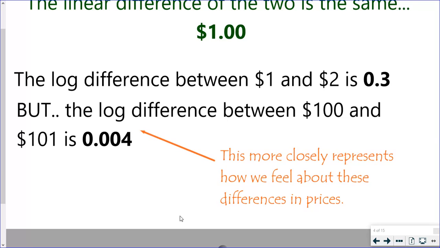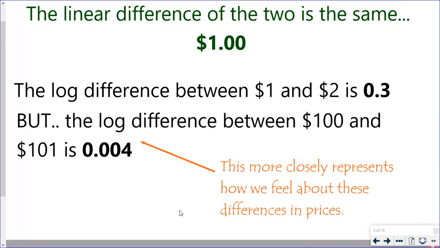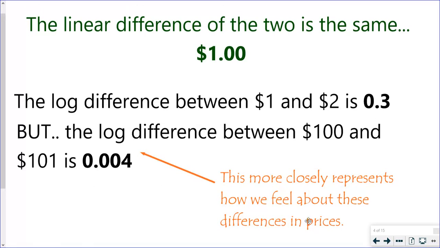That kind of represents how we feel about these two things. 0.3 is a much bigger number than 0.004. Because the difference in our brains between that $1 and $2 bag of popcorn, or the $100 and $101 cell phone, does not feel as different because of the logarithmic differences. Logs are important because it's how we think.